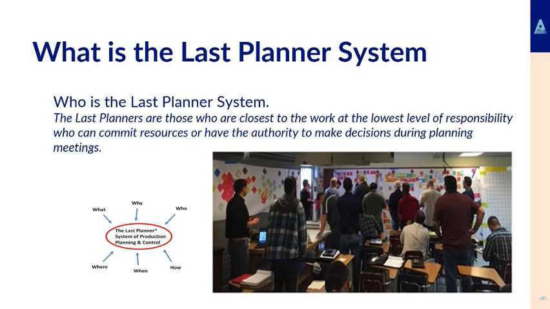So who is the Last Planner? The Last Planner is people with responsibility. The Last Planners are those who are closest to the work at the lowest level of responsibility, who commit resources and have the authority to make decisions during planning meetings. So basically the people on site, the gangers, foremen, subcontractors, agents, who are standing in the meeting to say, yes, we can do that, or we can't do that, or we need more resources to do that, and I'll have to contact my boss, or we'll get that done, who can make those commitments. That is the Last Planner.